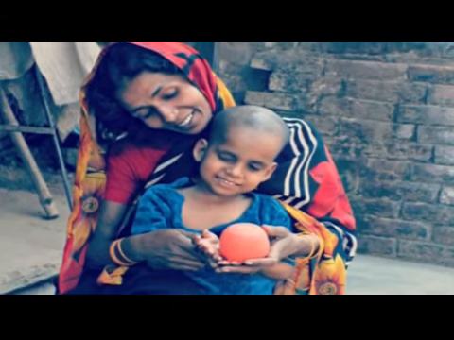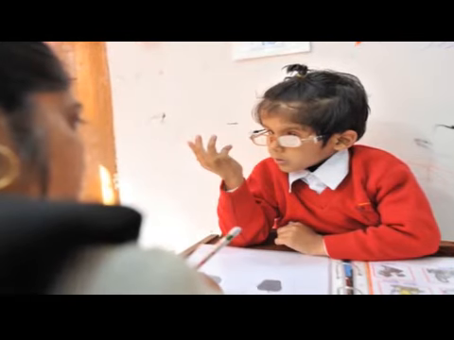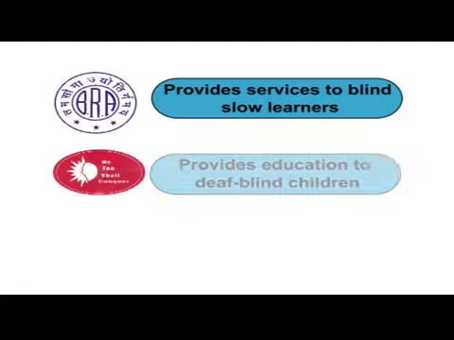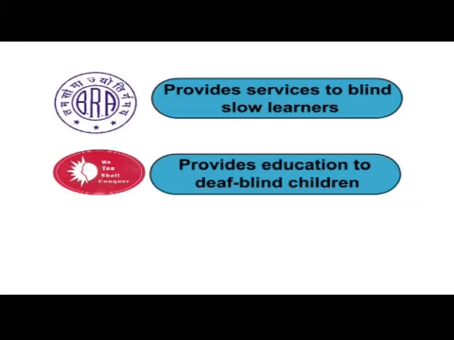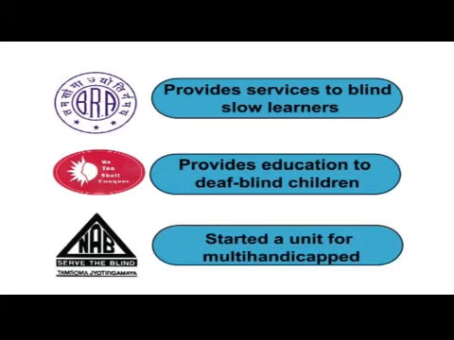Multi-handicapped children, such as deaf, blind or visually handicapped coupled with learning difficulties, have very little services available in the country. The Blind Relief Association in New Delhi provides services to blind slow learners. The Helen Keller Institute in Bombay provides education to deaf or blind children. The National Association for the Blind, Delhi, has also started a unit for multi-handicapped. But these are much too insufficient considering the occurrence.